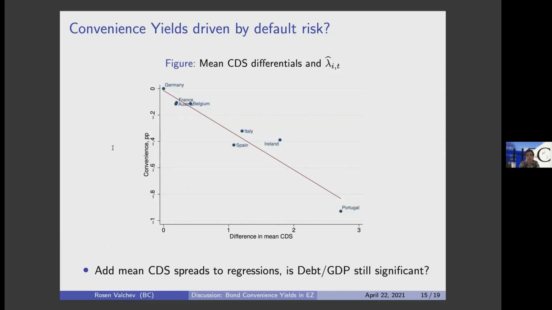But anyways, the point is that this convenience yield that we estimate, which is essentially this residual between yields and CDS differentials, is still related to the mean difference in CDS. So whatever I back out as a convenience yield, it still tells me that the countries with high risk neutral default probability like Portugal have a very low convenience yield. And it's not just some outlier thing happening. It's really continuously adjusting: Germany, then France, Austria, and so on and so forth.